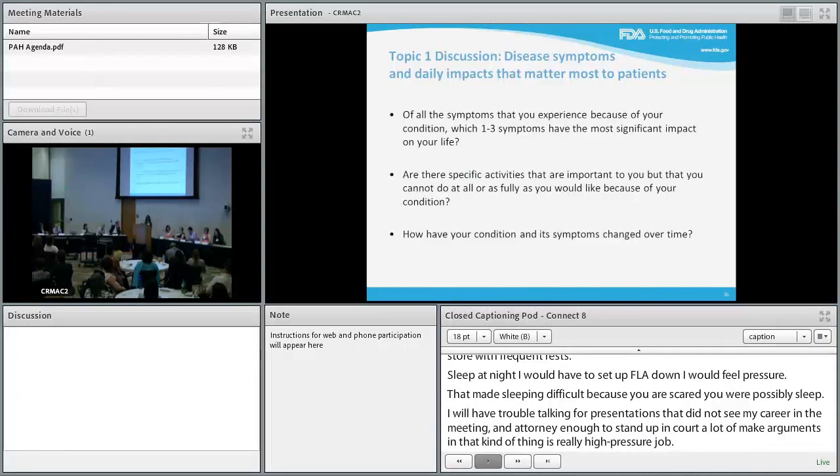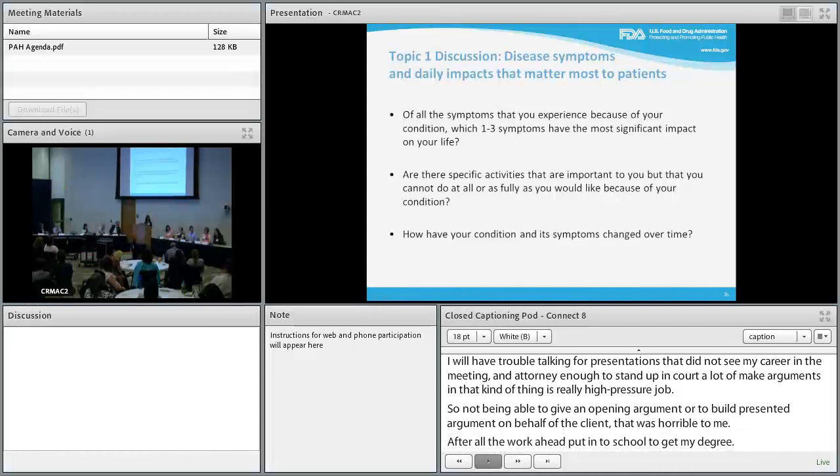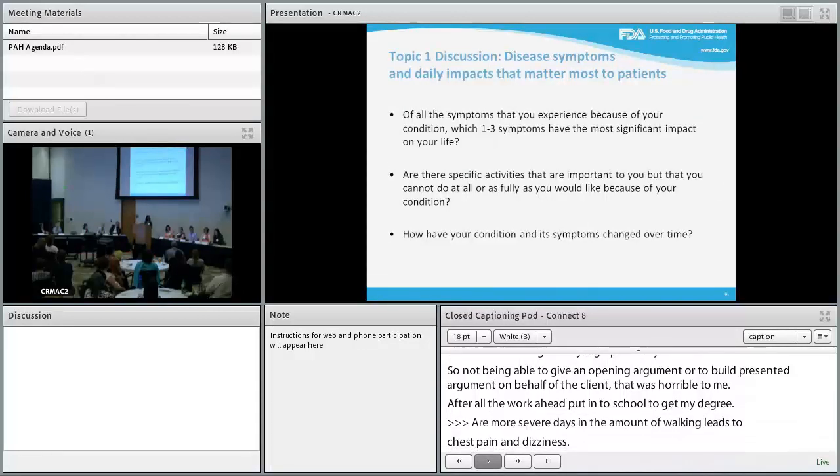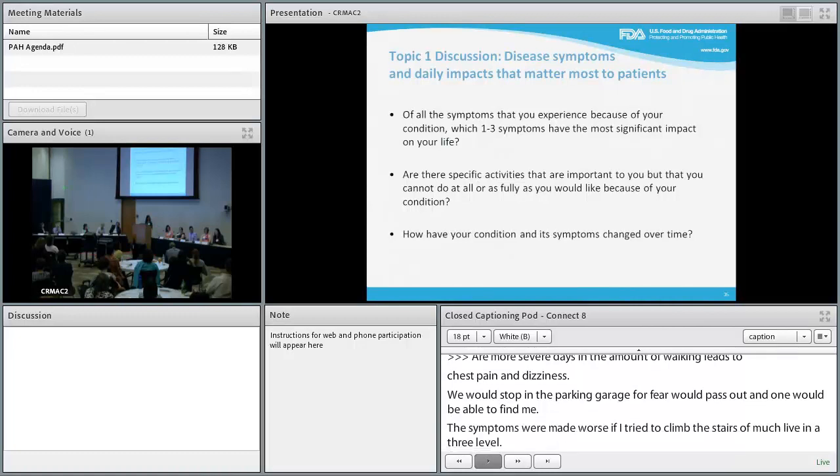On more severe days, any amount of walking would lead to chest pain and dizziness. There were times when walking from the parking lot to my office that I would have to stop and rest in the parking garage for fear that I would pass out and no one would be able to find me. The symptoms were made worse if I tried to climb the stairs, and we actually live in a 3-level townhouse, and so there were often times where I would just sleep in the living room instead of making it up to bed. I'm lucky that I have a job that understands my symptoms and has been really understanding about letting me work from home when I need to.